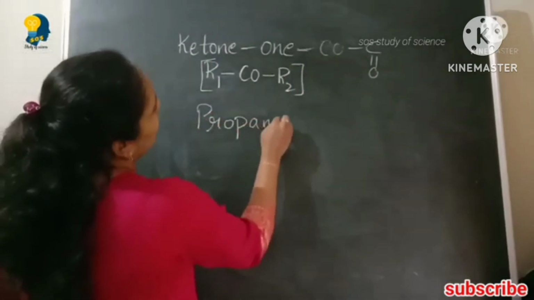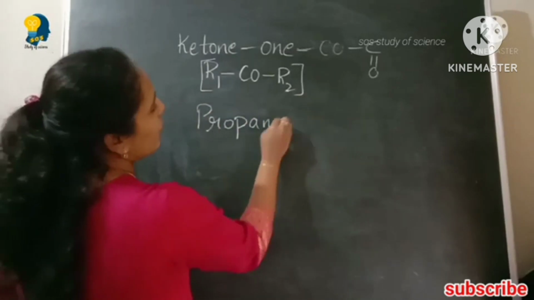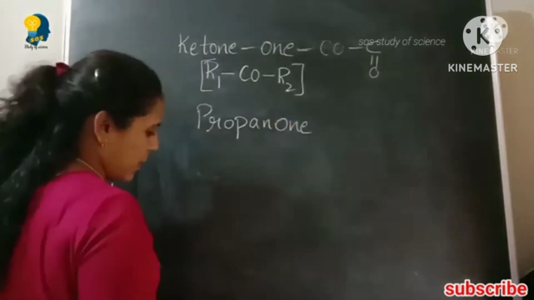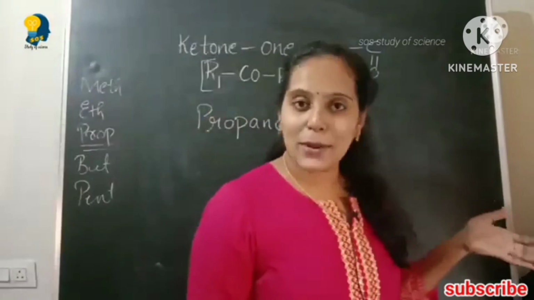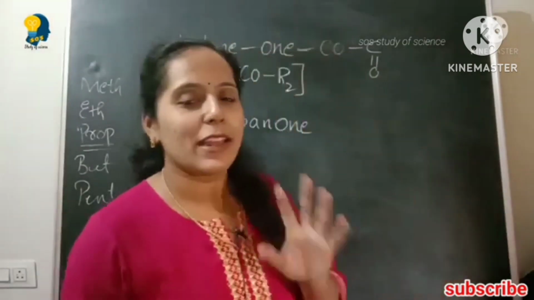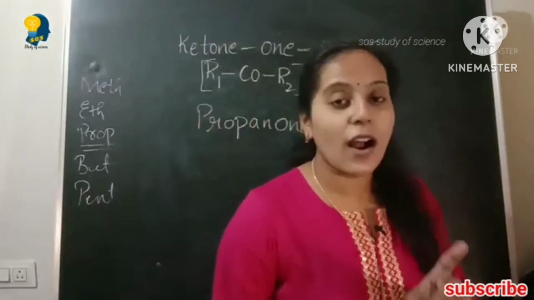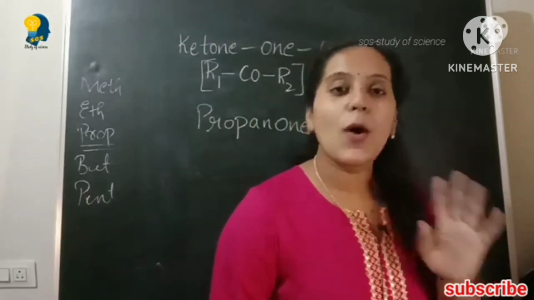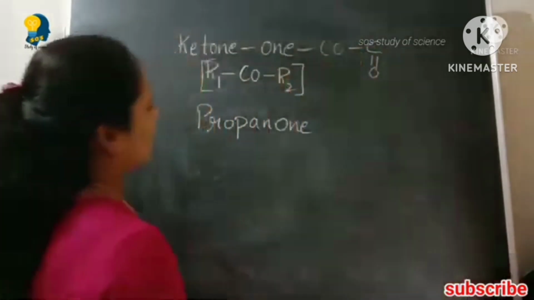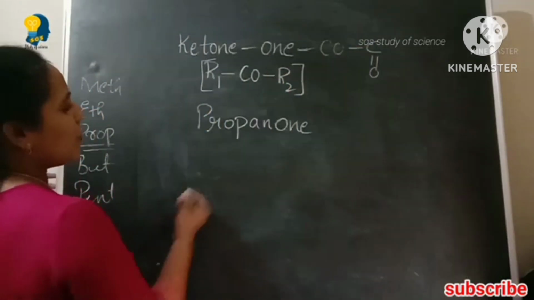Take out E and add ONE, it is propanone. So propanone is now the first member of the ketones, guys. Very, very importantly, remember, methanone and ethanone are not the first member. Propanone is the first member for the ketone. So let me now write the structural formula.